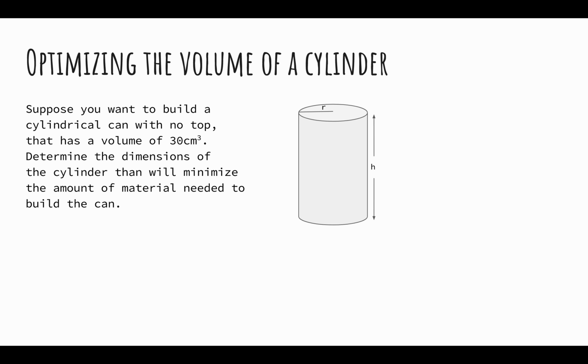Suppose you want to build a cylindrical can with no top that has a volume of 30 cubic centimeters. Determine the dimensions of the cylinder that will minimize the amount of material needed to build the can.